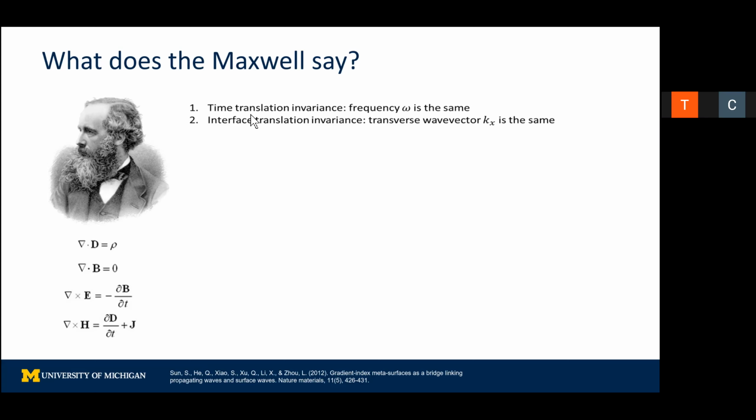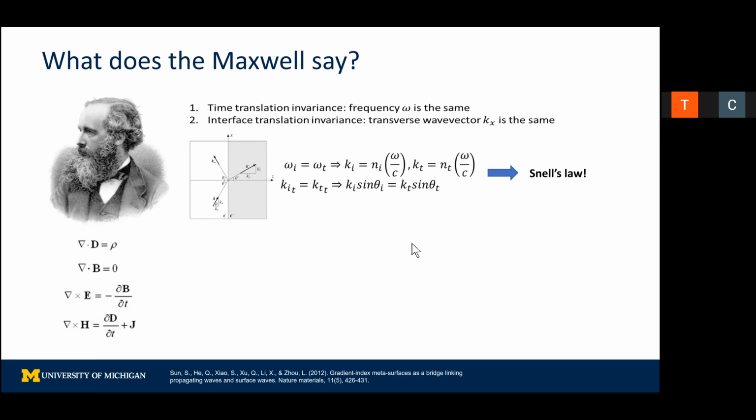The first one is time translation invariance, which means that the frequency at the two interfaces stays the same. The second is interface translation invariance, which means that the transverse wave vector kx should always stay the same. We only need those 2 conditions, and finally we can get Snell's law. The time translation invariance will not be broken, but people started to ask why the interface needs to have translation invariance. I mean, why the interface needs to be uniform.